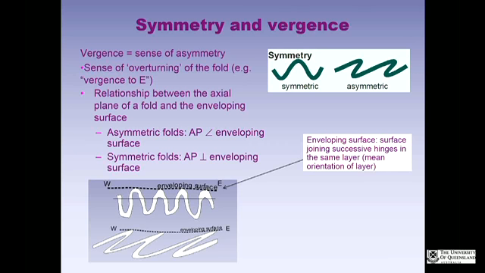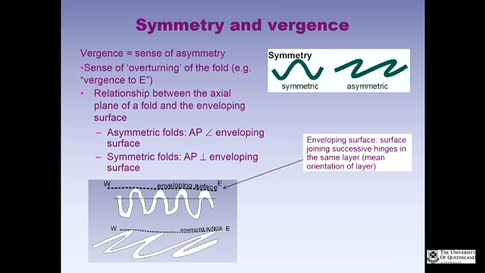So the enveloping surface is an imaginary plane that connects all the hinges of the same layer. You remember we talk about the axial plane a lot. The axial plane is the plane that connects all the hinges of the same fold, but different layers. The enveloping surface connects all the hinges of the same layer. And we define vergence if the angle between the axial plane and the enveloping surface is less than 90 degrees. If they are orthogonal to each other, then there is no vergence.